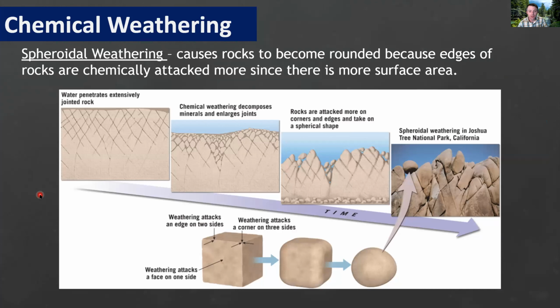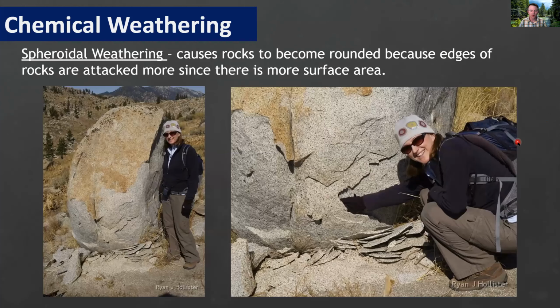I just want to show you a quick little thing of one of the forms that chemical weathering can do on rocks, and it's basically called spheroidal weathering because, hey, guess what? It takes regular rocks and it breaks them down and makes them look like spheres. So it's basically rocks become rounded over time because the edges are chemically attacked, like we talked about earlier. And over time, they can get these rounded edges to them, which is pretty cool.